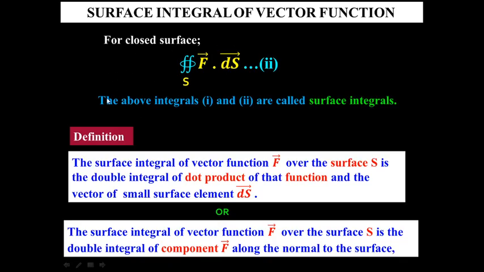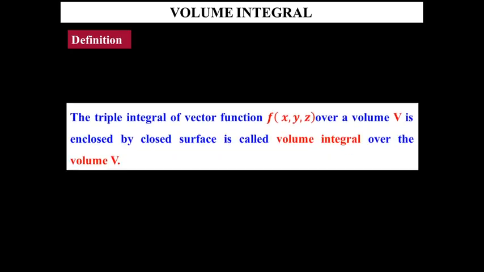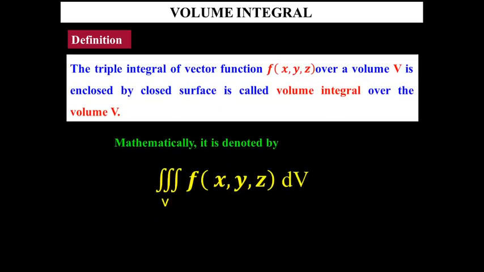Now we'll move towards the volume integral of a vector function. The volume integral can be represented in terms of a triple integral. So what is the definition? The triple integral of a vector function F(x,y,z) over a volume enclosed by a closed surface is nothing but the volume integral over the volume V. This is the definition of the volume integral of a vector function.